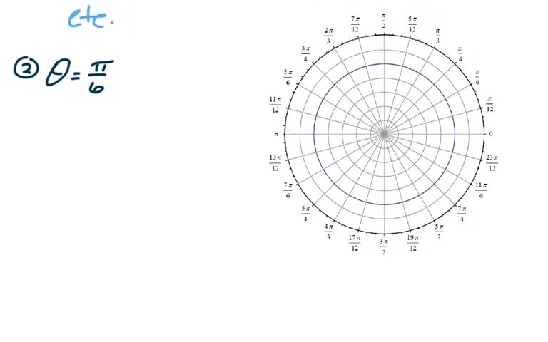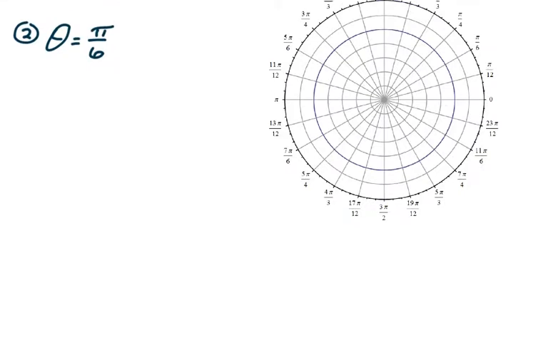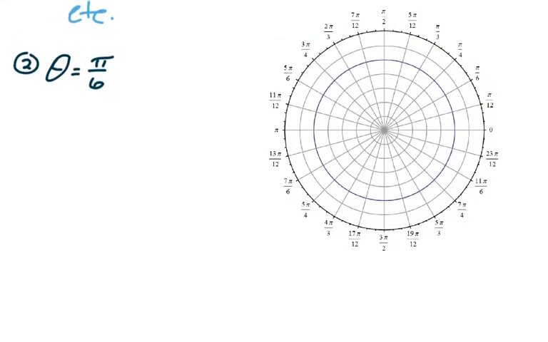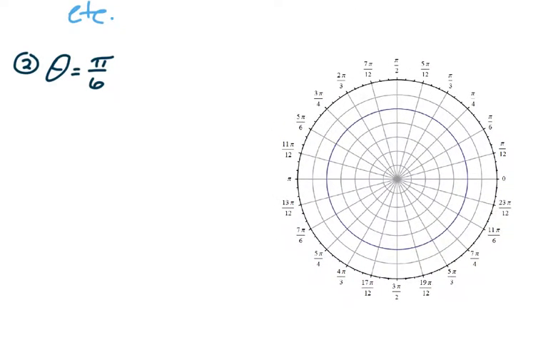Next equation is theta equals pi over 6. So now this one doesn't say anything about our r value. Our r value can be whatever we want, but it does say that our angle has to be pi over 6. I'm going to slide this graph down just a touch. So, let's come up with some points.